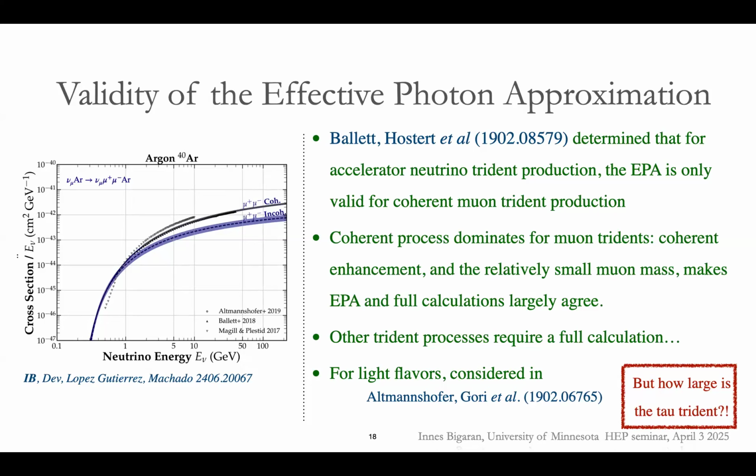So the question then became: people have done studies that showed it's not necessarily valid unless you've got muons there. So how large could it possibly be if we've got the tails there, if the only existing predictions so far had been done using the effective photon approximation? The light flavors study at DUNE, for example, had already been done in a lot of detail, but they haven't revisited the tau flavors, largely because the EPA prediction said that there was likely going to be no tau flavor.